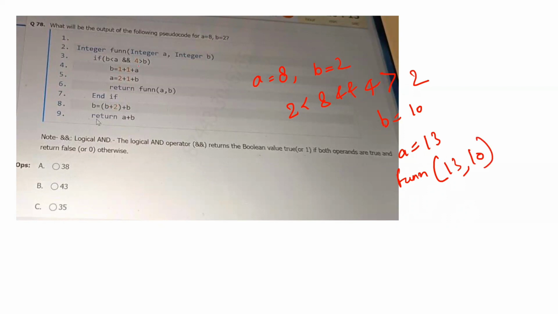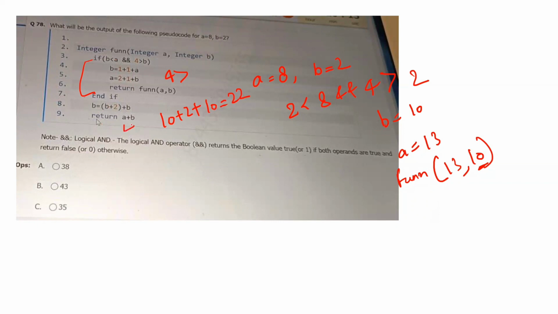This function got called and here again we'll be checking this condition. B is 10 and A is 13. 10 less than 13, this is true, but 4 greater than B, this condition is false, right? So we won't get into this if condition. We'll move here. B equal to B plus 2 plus B. So B is 10 plus 2, 12, plus 10, 22, right?